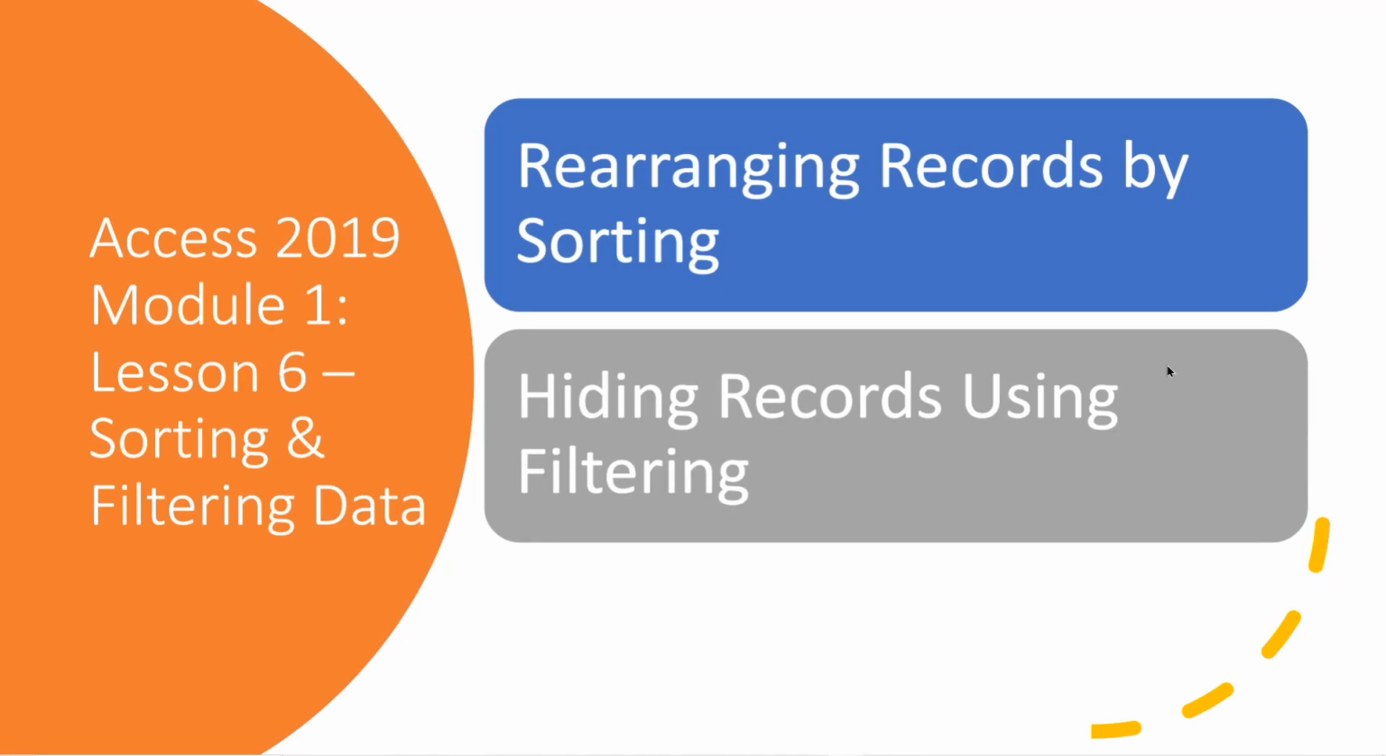Now that we have most of our data in the database tables, we're going to go into how to rearrange your records by sorting them. And there are some cool ways to sort and filter data in Access. The filtering is especially cool. A lot of these filtering things started in Access and now are in Excel as well. So in addition to sorting, you'll be hiding records by filtering.